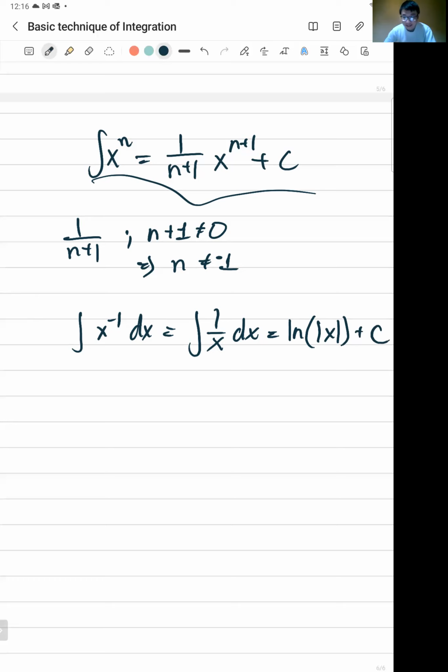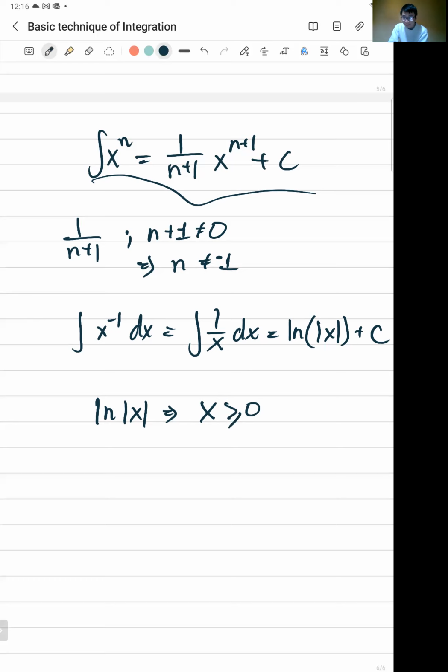Okay, now here's the point. When we talk about logarithm, natural log of x, we know for sure the reason why I put in absolute value is because x cannot be less than 0. It has to be greater than 0 for sure.